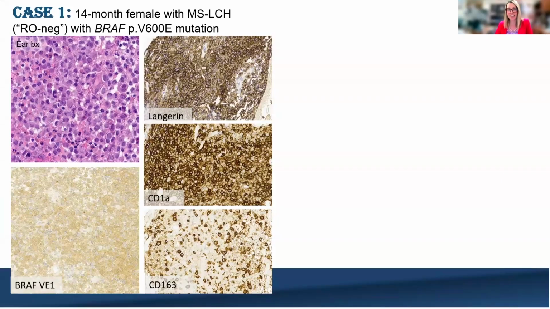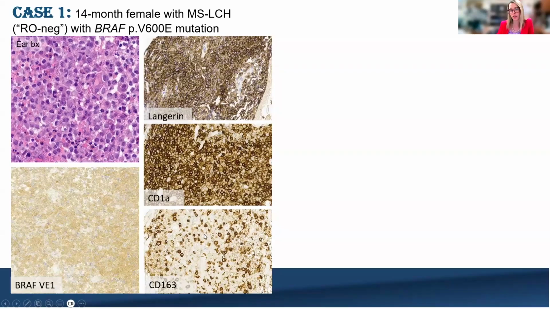Okay, so our first case in the L group, this was a 14-month-old female. She had multi-system LCH, not in any of the so-called risk organs, so it wasn't in the bone marrow, liver, spleen, but there was a classic presentation with these sort of coffee bean type nuclei. There were some eosinophils in the background, nice strong langerin or CD207 as well as CD1a.